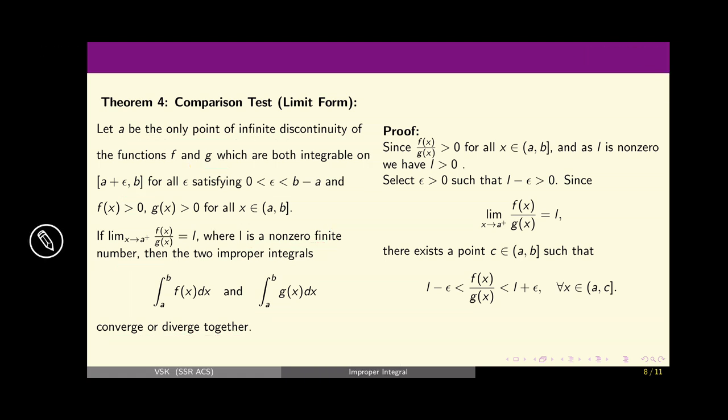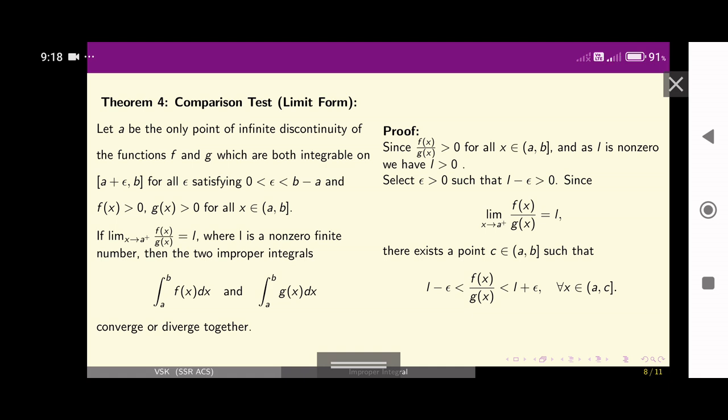So let us see the proof. The proof is very easy. Since f(x)/g(x) is greater than 0 because of our assumptions that both are greater than 0 for all x belonging to the interval (a, b], and L is non-zero, we have L greater than 0, because L is the limit of f(x)/g(x), and this expression is greater than 0 and L is non-zero, so L is greater than 0.